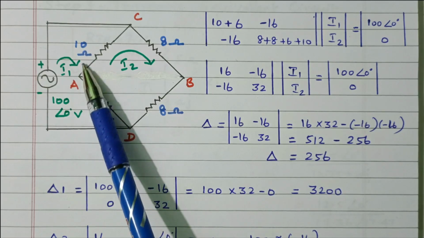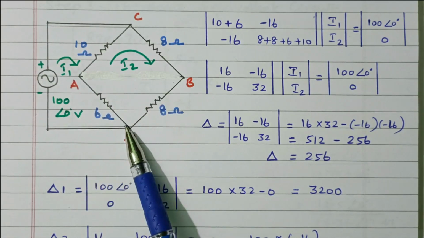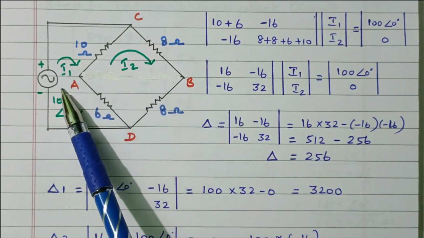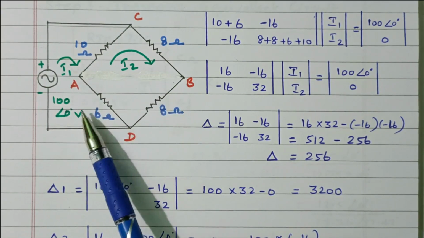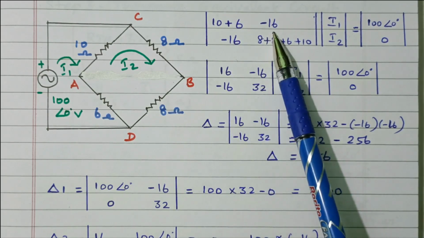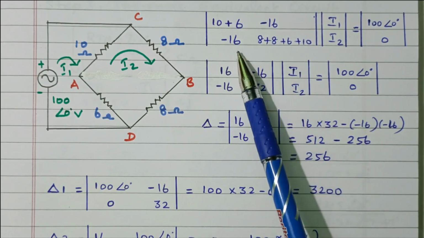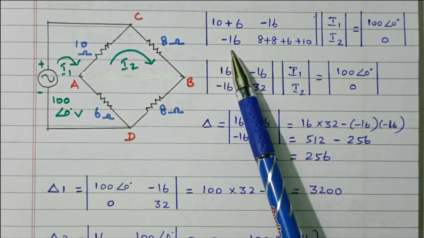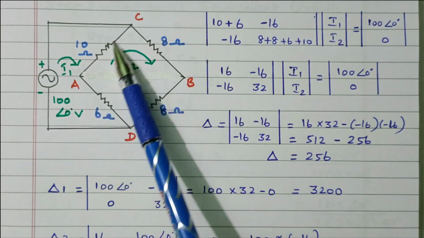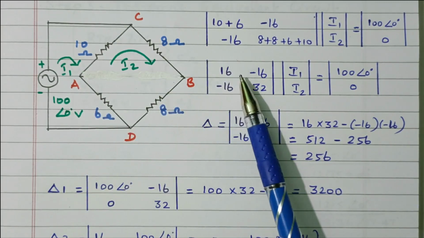See, this 10 ohm and 6 ohm are available in loop 1 as well as loop 2. This 6 ohm and 10 ohm are commonly available between both loops. So 10 plus 6, 16. Other than the diagonal, the remaining entries we need to write as negative values. Similarly, R21. R21 means the resistor commonly available between the second loop and the first loop. That is also the same. The 6 ohm and 10 ohm are commonly available, so minus 16.